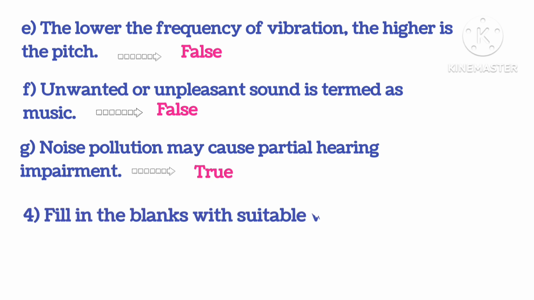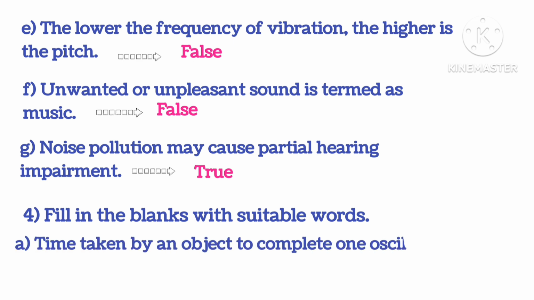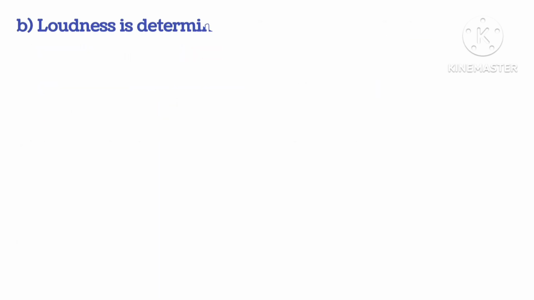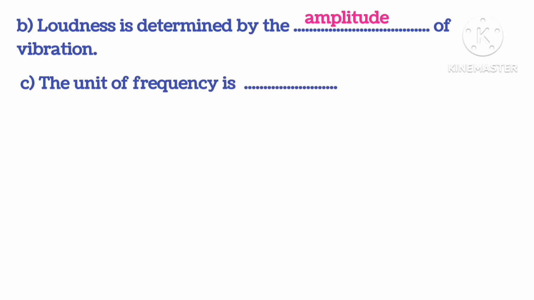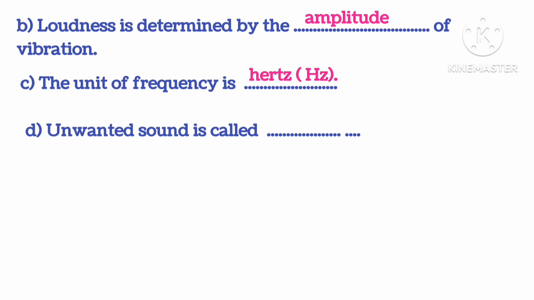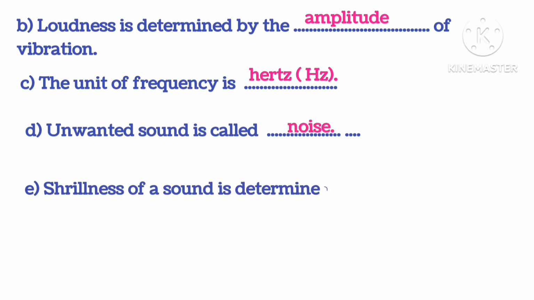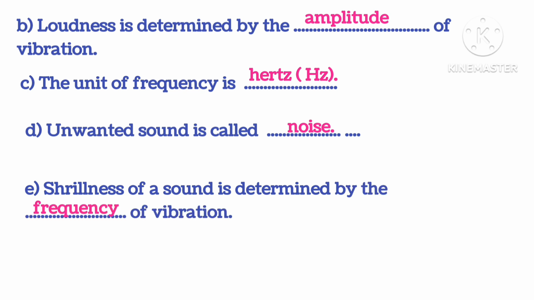Filling the blanks with suitable words. A. Time taken by an object to complete one oscillation is called dash. The answer is time period. B. Loudness is determined by the dash of vibration. The answer is amplitude of vibration. C. The unit of frequency is dash. The answer is hertz. D. Unwanted sound is called dash. The answer is noise. E. Shrillness of a sound is determined by the dash of vibration. The answer is frequency of vibration.